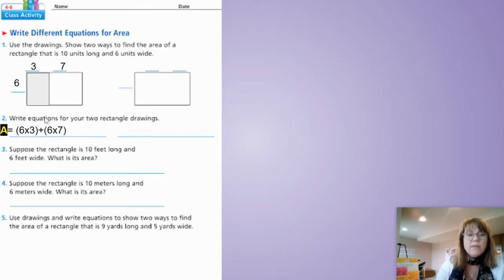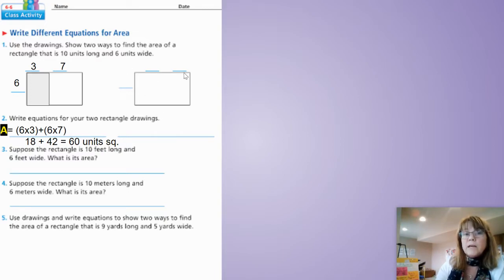We do the math. The rectangles are represented by the parentheses that these numbers are within, and then we'll add them together. So 6 times 3 is 18, and 6 times 7 is 42. When we add 18 and 42, we get 60 units squared. Units is used because of the word up there.